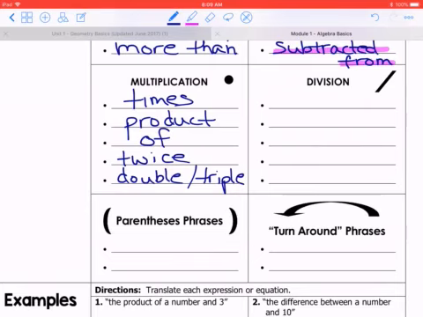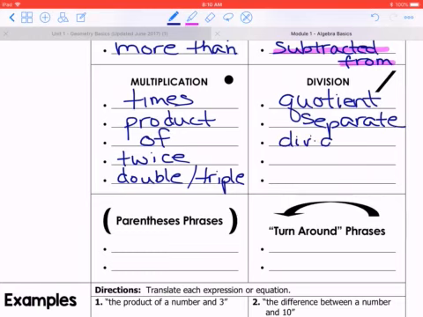Division. So we have a quotient. If you're finding the quotient, that means you're going to be dividing. You could say separate, divided by, half, that means to divide by 2. Third would mean to divide by 3. Those are some of those special ones. And again, those are all for division.